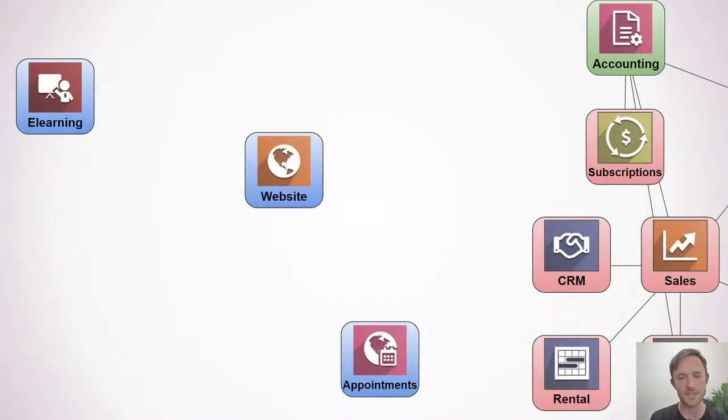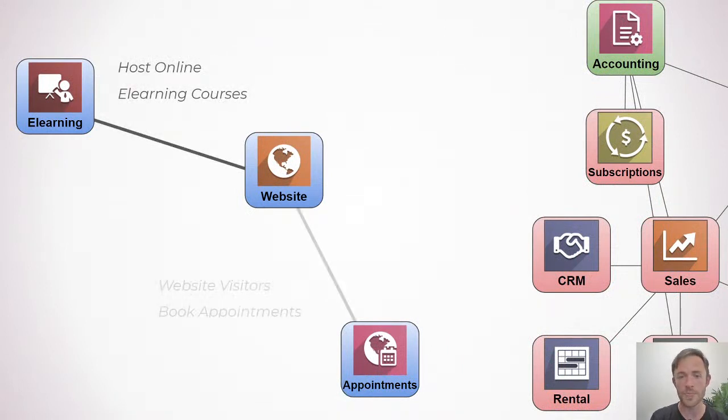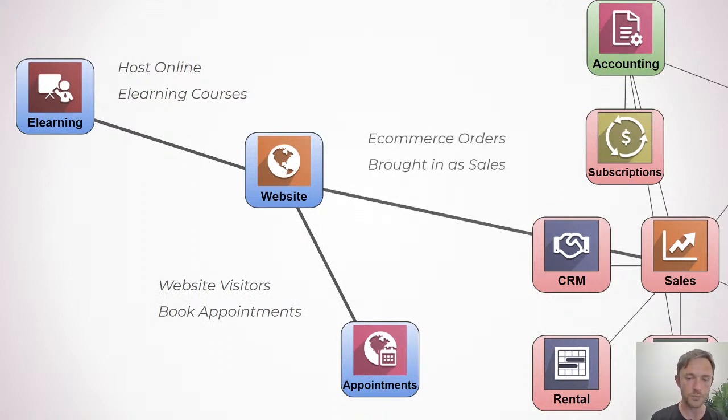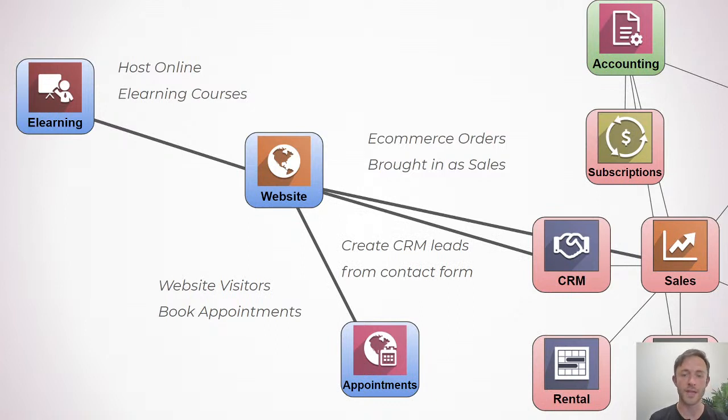A lot of these connections should be pretty obvious by now. E-learning content is all hosted on the website. And similarly, people that visit the website can book appointments if you're using the appointment app add-on. Very important connection between e-commerce and sales, since orders come in as sales. And then CRM is connected because you can create leads and opportunities from contact forms on the website, or like we just talked about, from the appointments app when a person schedules an appointment.